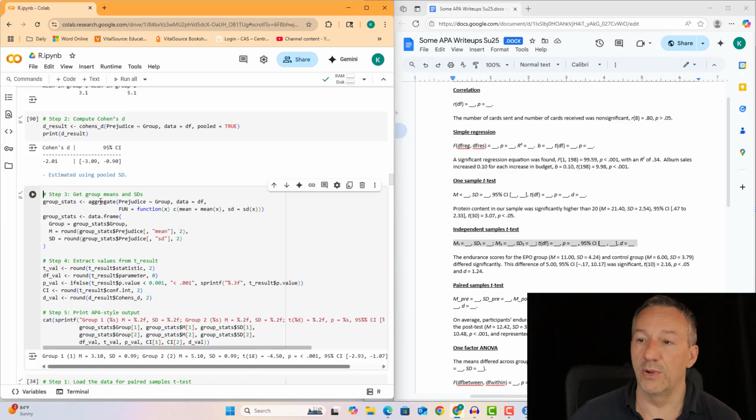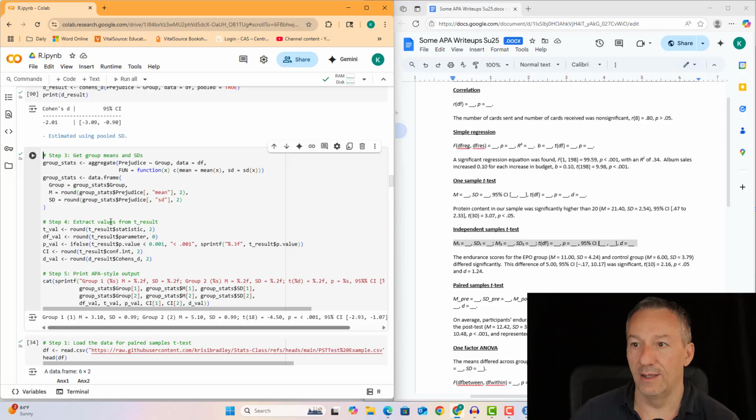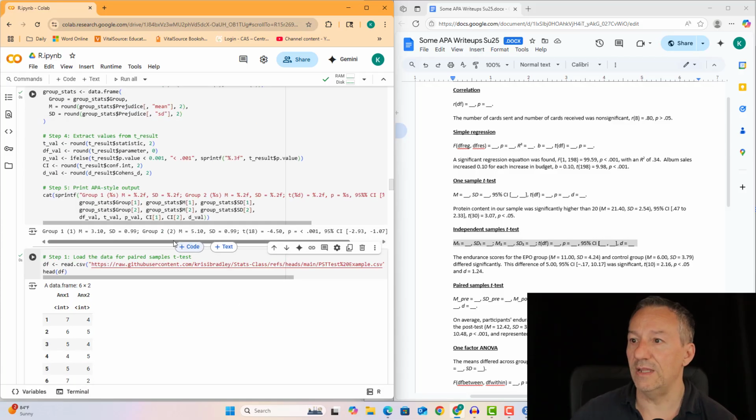You can also put all that stuff together, which I've done with this. That's a lot of information there, but you're getting the group means and the standard deviations with this part. We are getting our t-value on step, it's called 4, but it doesn't matter. The t-value, our degrees of freedom, p, confidence intervals, and our Cohen's d, and then this is actually printing all of that information out. Shift enter, and there we go.